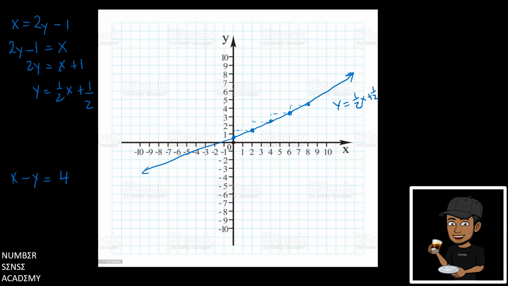So we're going to use the x and y intercepts. When x is 0, y is equal to negative 4, and you could check. And then when y is 0, x is equal to 4. So 0, negative 4 is right here. And then when y is 0, x equals 4, so that is right here.